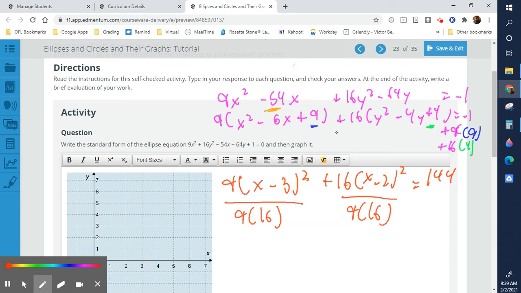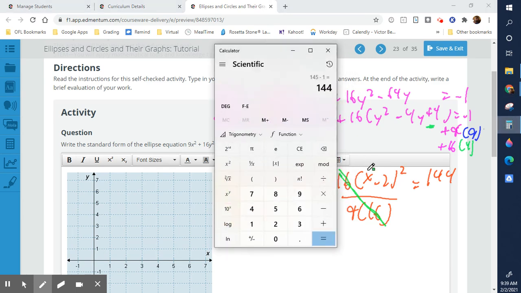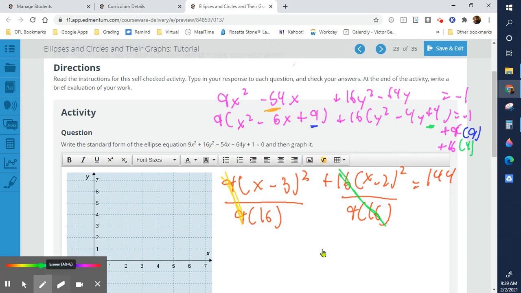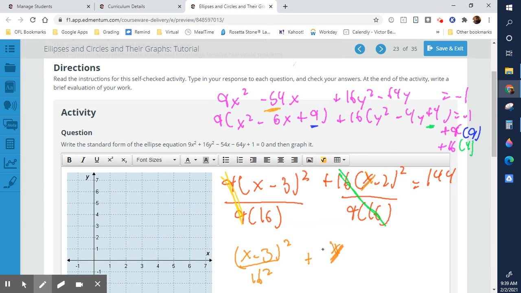So what happens here is this 9 cancels out with that. We've seen this before, except we did it with variables. This 16 cancels out with that. And then whatever 9 times 16, I'm willing to bet is 144. Yep. So you end up getting this x minus 3 quantity squared over 16 plus y, I don't know why this isn't a y, minus 2 quantity squared over 9 is equal to 1.